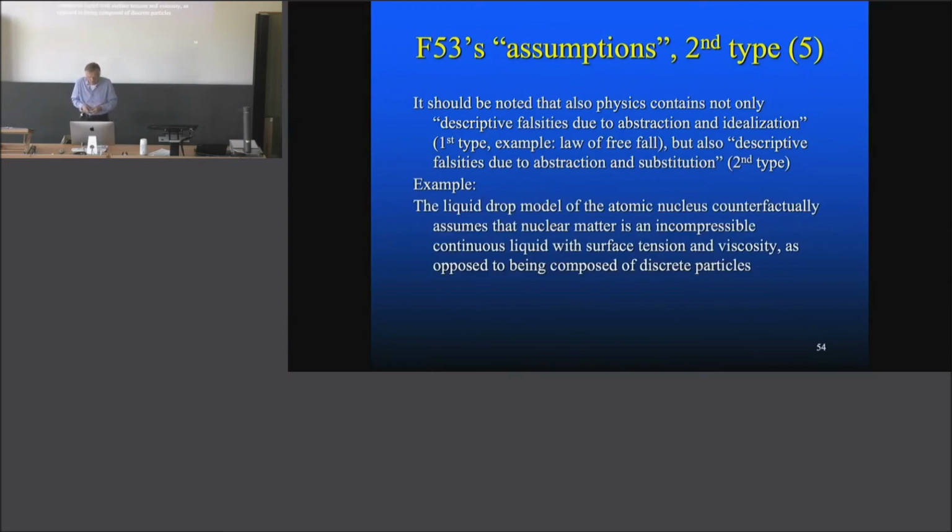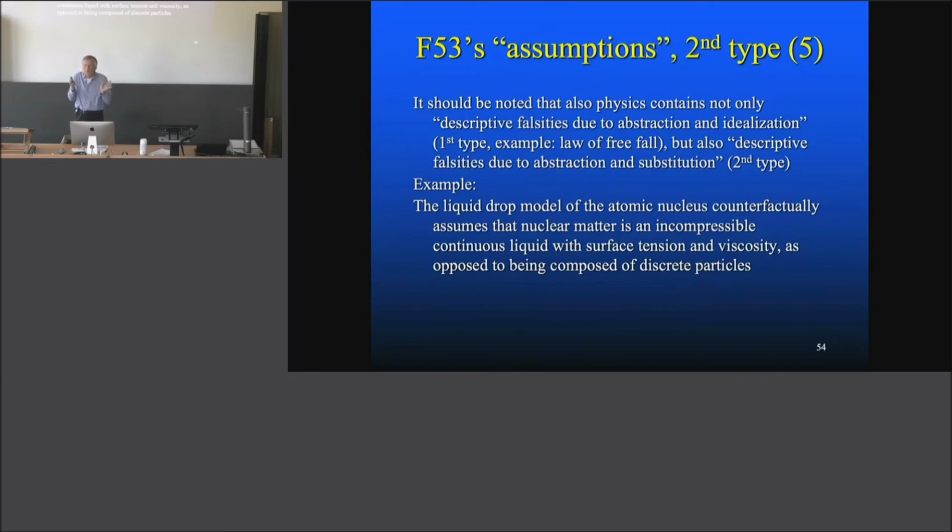Here's the example. An atomic nucleus, according to what we know, is composed of particles, especially protons and neutrons, and some other stuff, glue stuff, and so on. Uranium has more than 200 of those particles, held together by nuclear forces. Now, there was a model invented in the 1930s, the so-called liquid drop model of the atomic nucleus. That model counterfactually assumes that nuclear matter is an incompressible continuous liquid with surface tension and viscosity, as opposed to being composed of discrete particles.